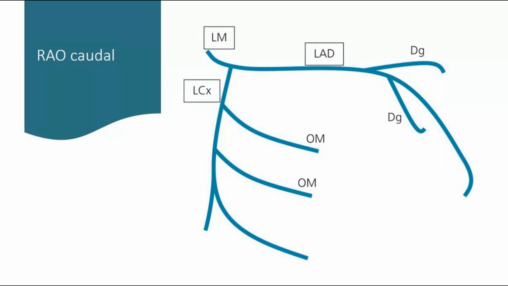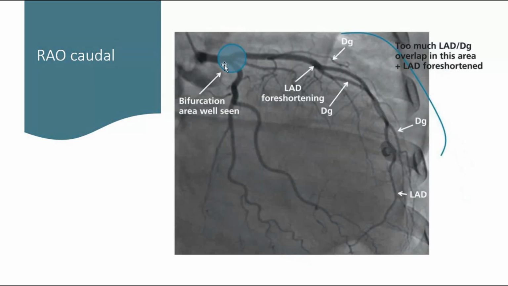Here we have the AP caudal view. The left circ is rotated towards the left, and then it pretty much goes off right in front of you on the screen. Sometimes it gives a curve like this, and it gives off the OMs, and then the LAD goes down along the border of the heart, with the diag sometimes contouring the heart border as well. Here's a real picture.